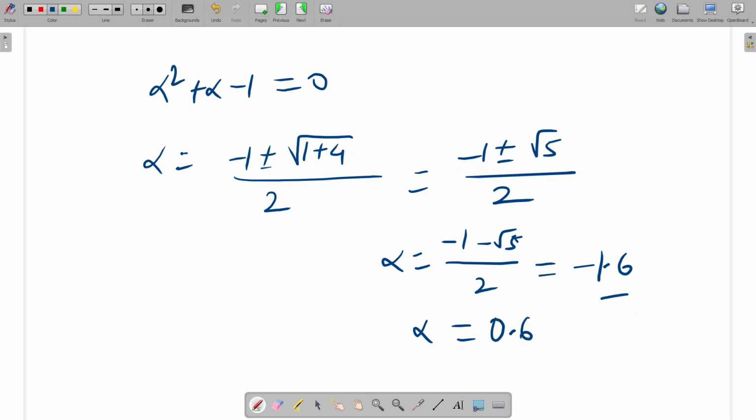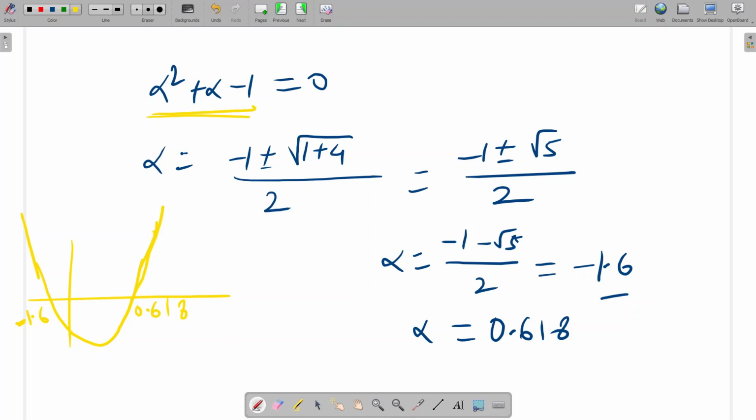0.618. Okay, 0.618. So if you remember, we have already studied quadratic equations, so we can draw the graph of this one. It will be a parabolic graph, and one cutting point will be minus 1.6, and the other will be 0.618. This kind of graph will be there for this quadratic alpha square plus alpha minus 1.